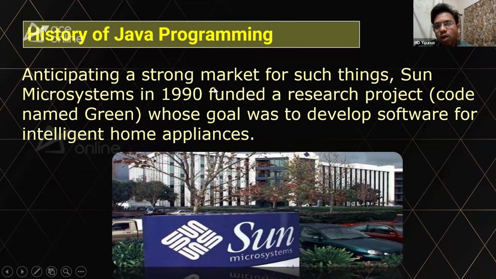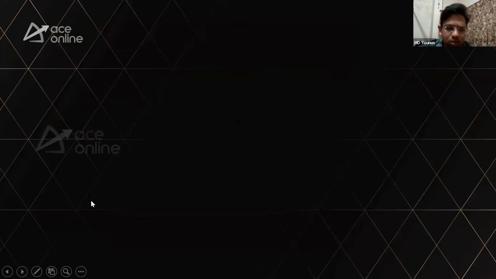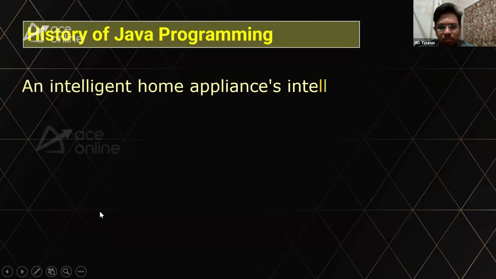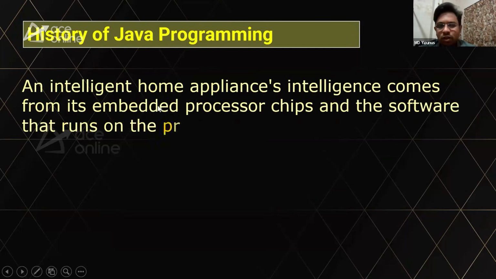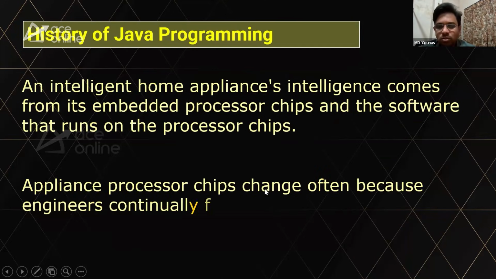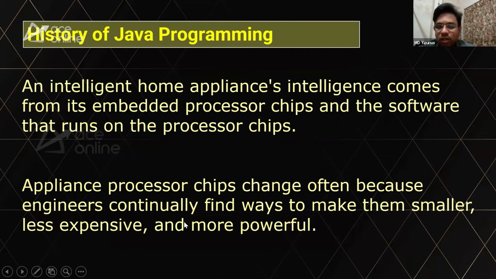Anticipating a strong market for such things, Sun Microsystems in the 1990s funded a research project named Green, as I told you. Its goal was to develop software for intelligent home appliances. So James Gosling and his team realized that the intelligence comes from the embedded processor chips and the software that runs on the processor chip. Appliance processor chips change very often because engineers continuously find ways to make them smaller, less expensive and more powerful.